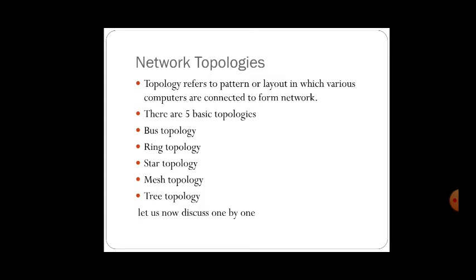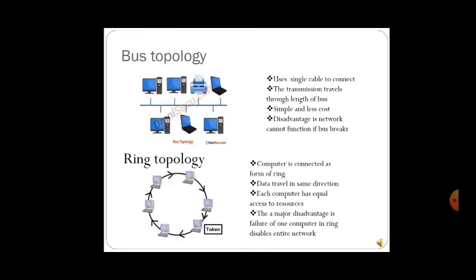So there are 5 topologies: bus topology, ring topology, star topology, mesh topology and tree topology. Now let us discuss one by one. So what is a bus topology? You can just see in the image, there is a single cable and all the systems including the printer, laptop, everything is connected.